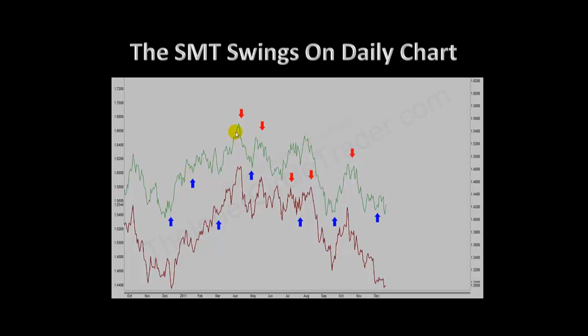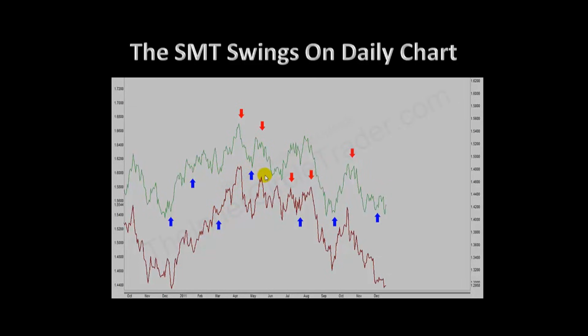Same thing happening here. We have price making a lower low in here, and the cable was not making a comparable low. It was actually a little bit higher in here. We have a divergence, SMT divergence. We also see that same thing happening on a larger scale. See this low comparable to this low? This low represents this low. The cable went lower here. The dollar was not willing to do so.